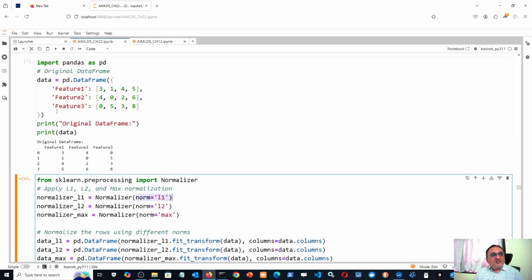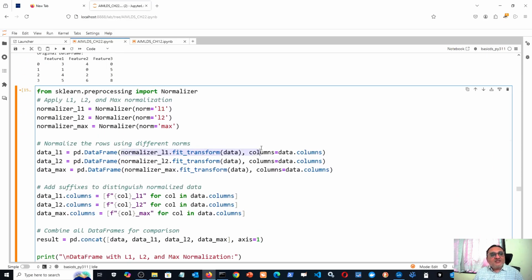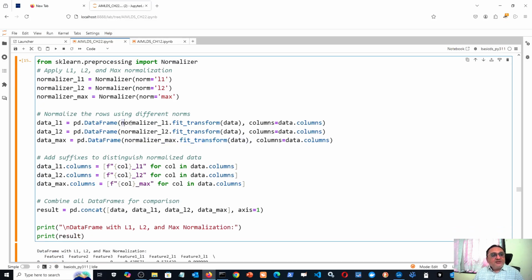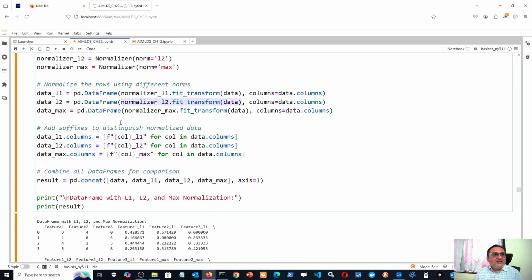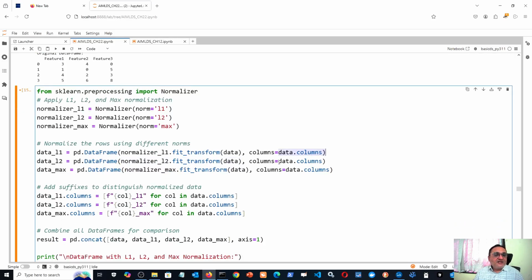Now you have to apply that normalizer object to your data. Data here is the data frame. Okay, so for that you have to do this. First look only this much, don't look beyond that. So normalizer_L1.fit_transform(data), right? Similarly normalizer_L2.fit_transform(data), and similarly normalizer_max.fit_transform(data). So this helps in getting the normalized value. But then you have to give some column header to the normalized value. So what was the column header here? Feature 1, feature 2, feature 3. So here also I will give the same column header, data.columns, data.columns and data.columns. So that will have feature 1, feature 2 and feature 3.